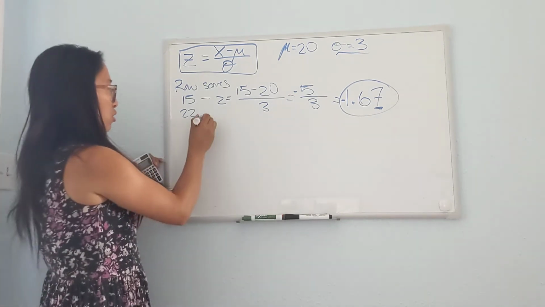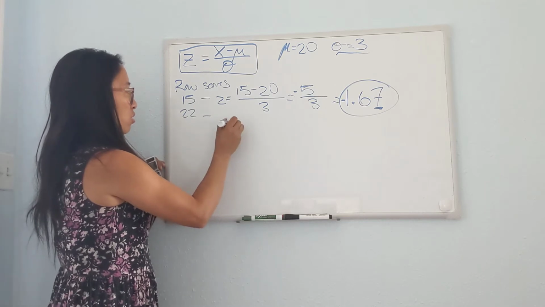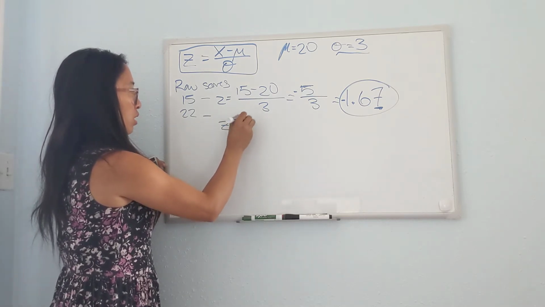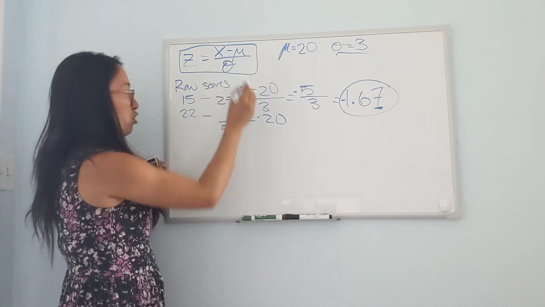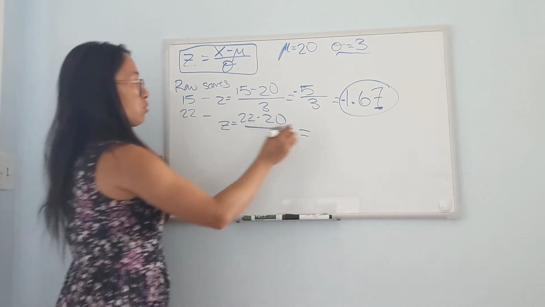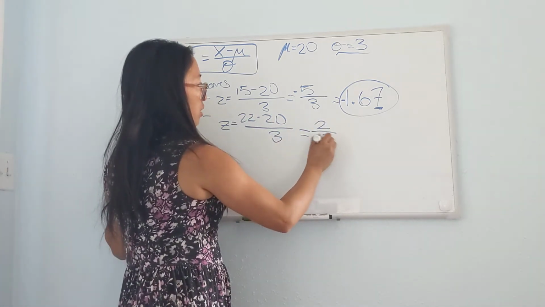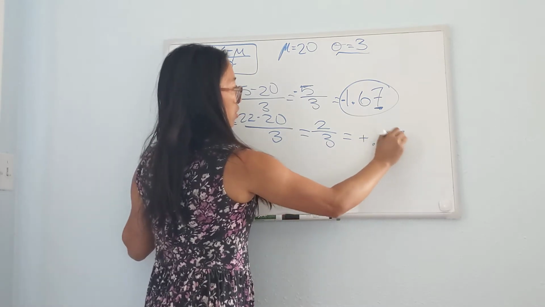Then I also want to do the raw score for 22. So the z-score will equal 22 minus 20. Again, I'm just using this equation, all over 3. So that will be 2 over 3, which is positive 0.67 for the z-score.